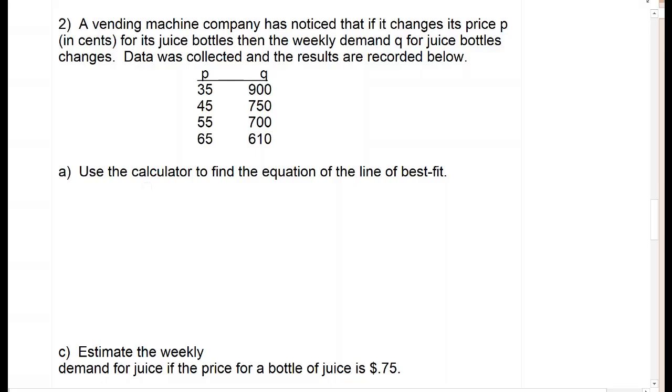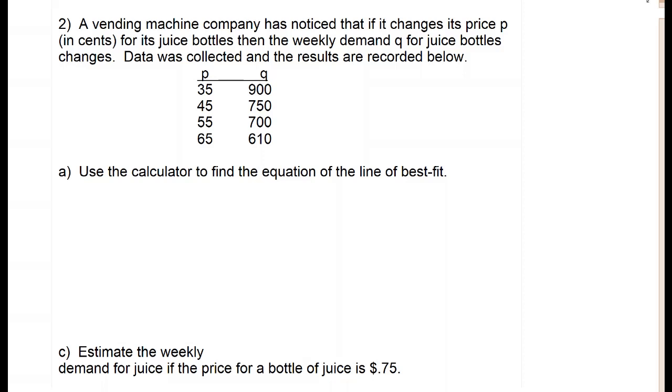More applications of linear regression. All right, so application number 2, we have a vending machine that has noticed that as its price changes, in cents, for its bottles of juice sold, the weekly demand for bottles of juice changes. So again, as price changes, the demand for the juice changes. So this is a price-demand equation, based on the data collected, but it's not a perfectly straight linear case. It's close to.